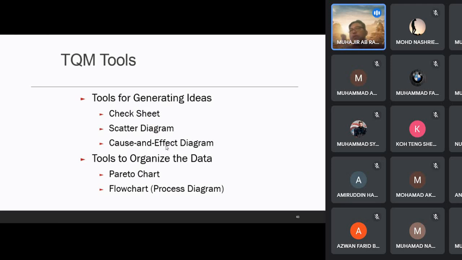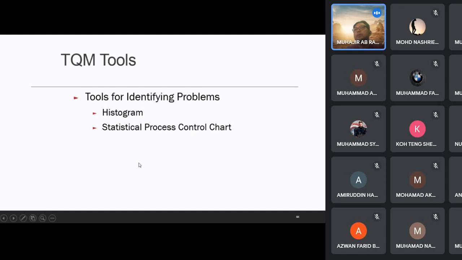Another thing you need to know is about the tools, okay, that you can use to improve the quality. First, the tools for generating ideas. You may have the check sheet, scatter diagram, cause and effect diagram. To organize data, you may have the Pareto chart, flow chart. And for identifying problems, you may have the histogram. And also SPC, statistical process control chart.